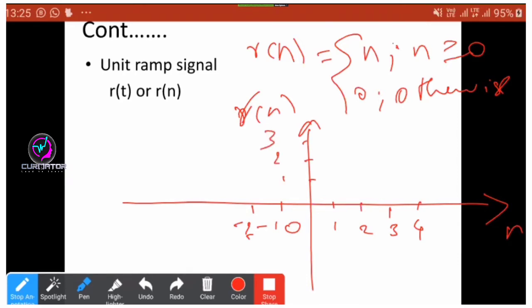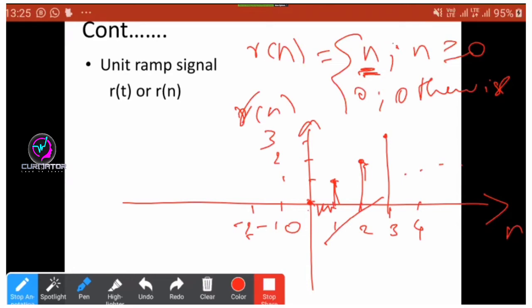Now again, same as we discussed in the continuous unit ramp signal, the same way for n equal to 0, r of n is equal to 0, n equal to 1, r of n will also be 1, n equal to 2, r of n will also be 2, n equal to 3, r of n will also be 3 up to infinity. In continuous time, this signal will be continuous, but here it will be like a stem plot. In between the values 0 and 1 we don't have any value, it will be 0. That is the only difference.